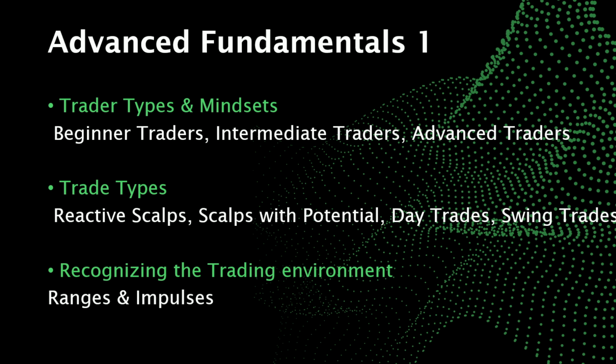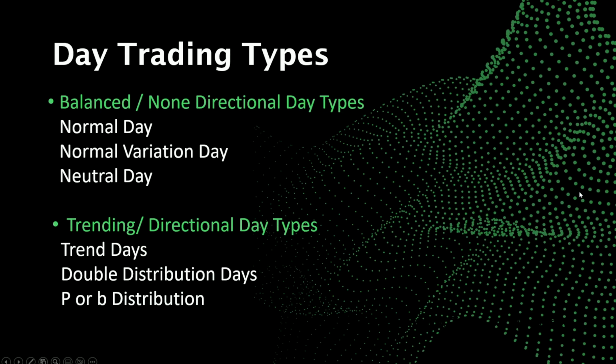For me, I had to put a bit of thought into what I could bring that would bring value in an Advanced Fundamentals Part 2. The guys have covered all the different types of traders and trade types. I'm going to cover different day trading types. I've broken this into two categories: your balanced and non-directional day types, like your normal day, your normal variation day, and your neutral day, and then your trending and directional day types. So trending days, double distribution days, or PRB distribution days.